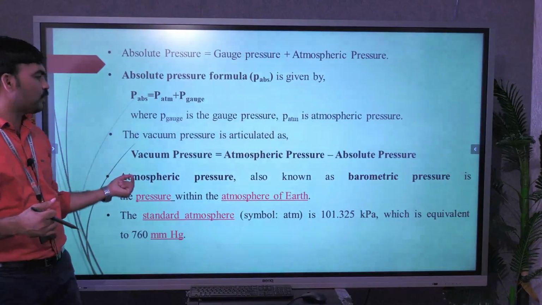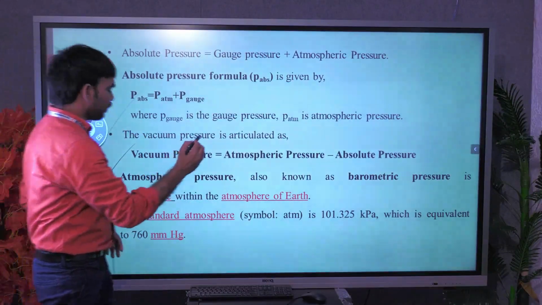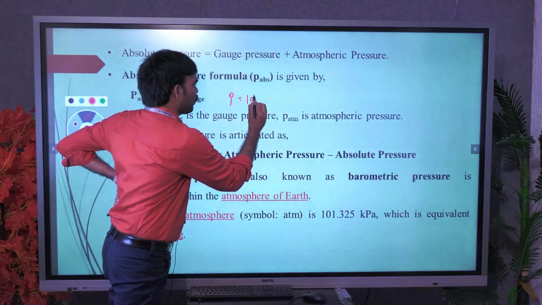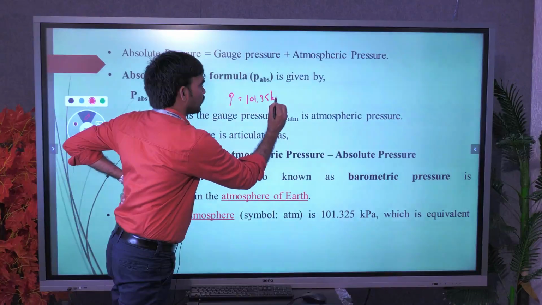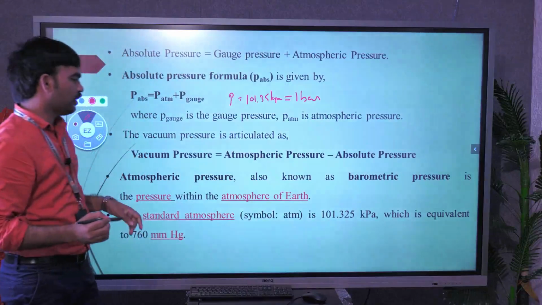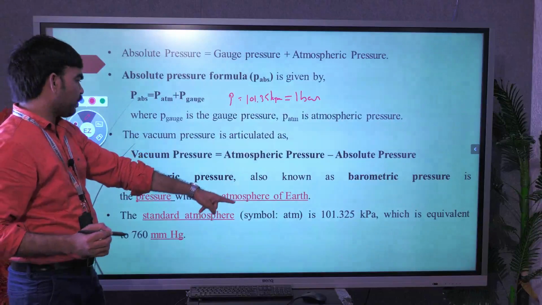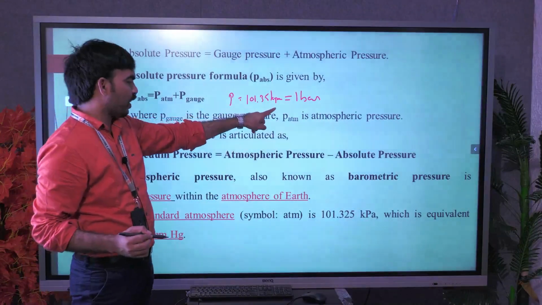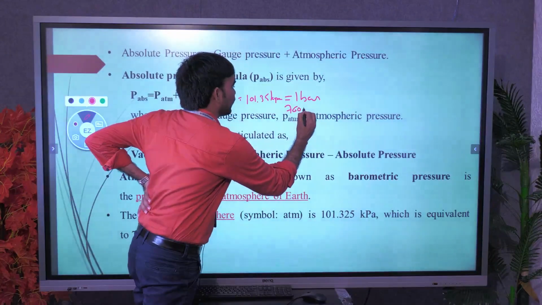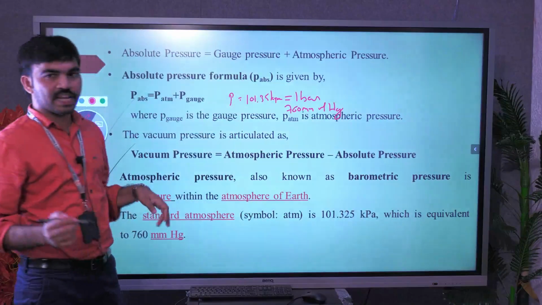Here the atmospheric pressure is also known as barometric pressure. The value is 101.325 kilopascals, which is approximately equal to 1 bar. So the standard atmospheric pressure is 101.325 kilopascals, which is equal to 760 mm of Hg. What does this mean? 760 mm of Hg.